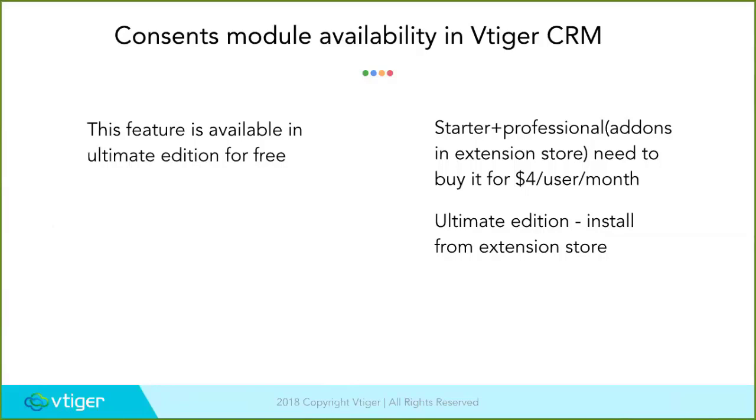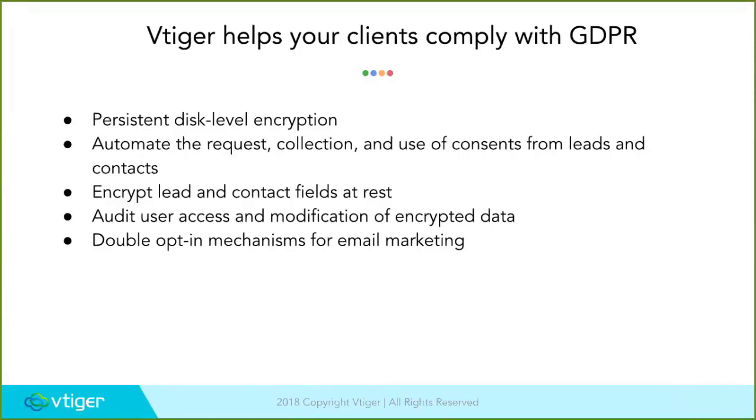You can install that. Some of the additional help that Vtiger Privacy Guard provides is tight security with disk level encryption, automated request collection, and use of consents from leads and contacts. You can also get the double opt-in mechanism easily done with email marketing, and you can audit user access, and modification of the encrypted data can be traced very efficiently.